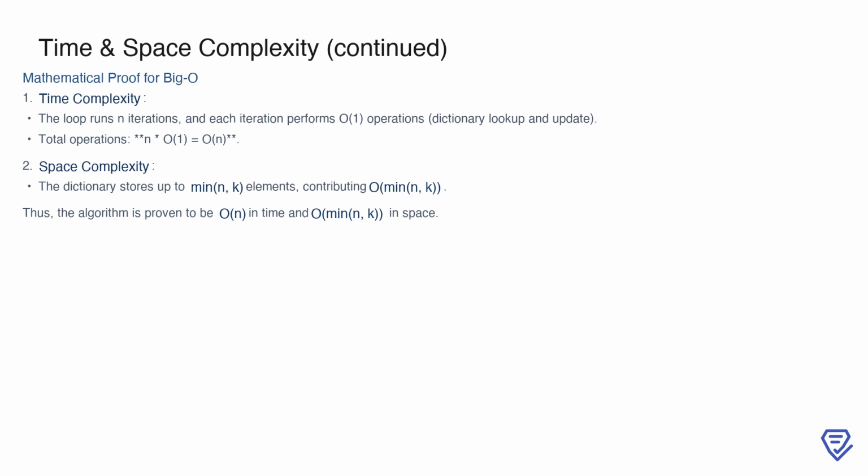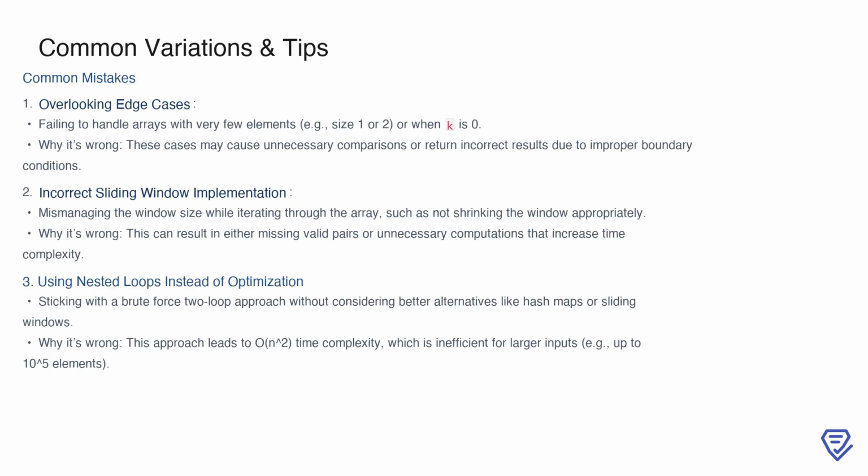With this, we have mathematically demonstrated that the algorithm runs in O(n) time and uses O(min(n, k)) space. When tackling this problem, there are a few common mistakes to watch out for. First, overlooking edge cases can lead to issues. Examples include arrays with very few elements, such as size 1 or 2, or when the value of k is 0. These scenarios may result in unnecessary comparisons or incorrect results if boundary conditions aren't handled properly.